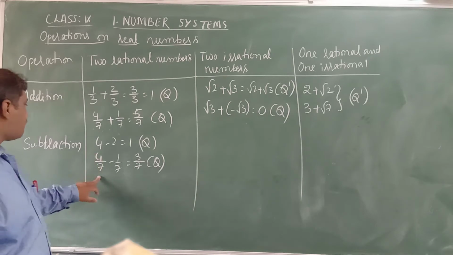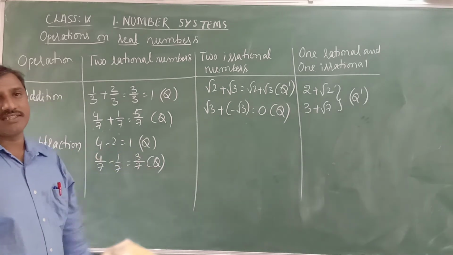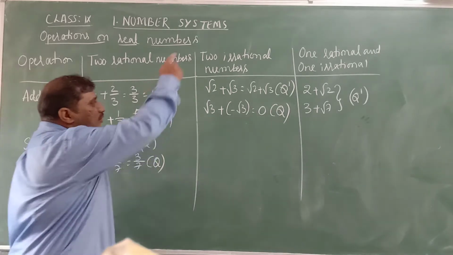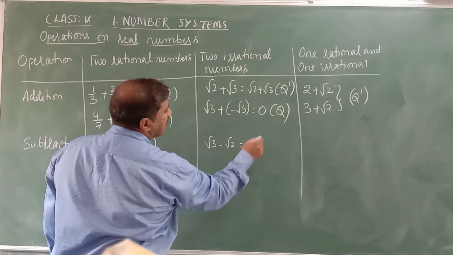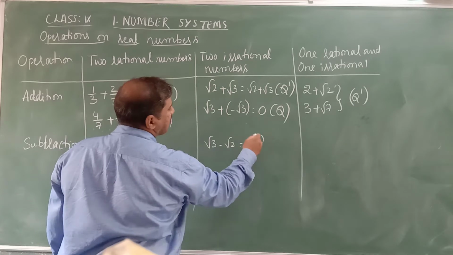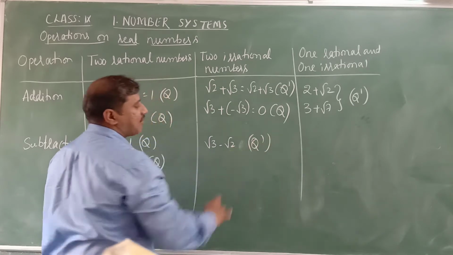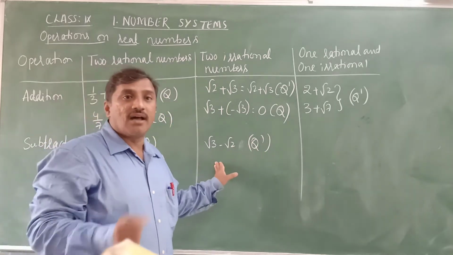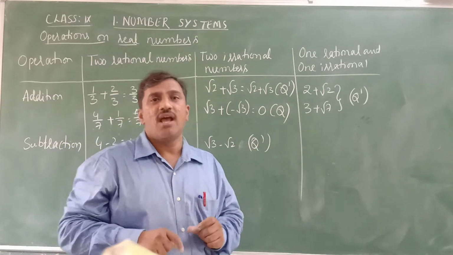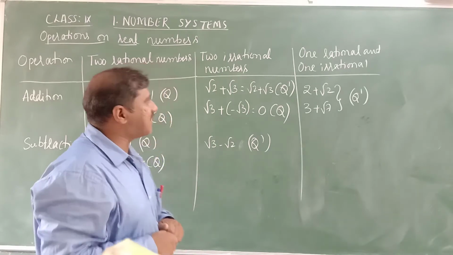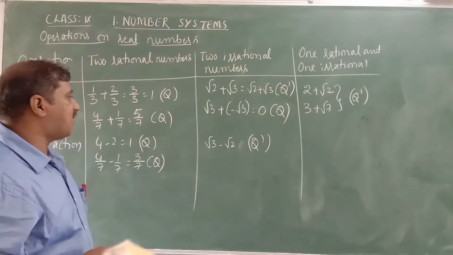So the difference of any two rational numbers is always a rational number. What about irrational numbers? Root 3 minus root 2 is an irrational number, because both are non-terminating, non-recurring decimals. Their subtraction also will give a non-terminating, non-recurring decimal, which is an irrational number.